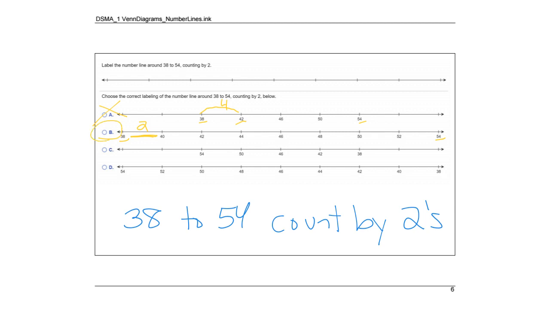Let's keep going. Okay, C will not work. See how they had it 54 first and they go down to 38? That is not going to work. So C is no good. D is the same way. It starts with 54 and goes down to 38. Not going to work.